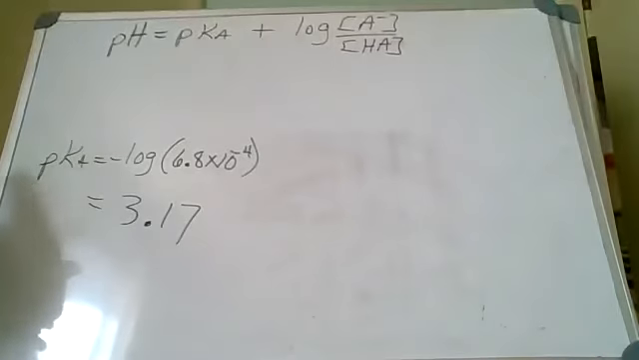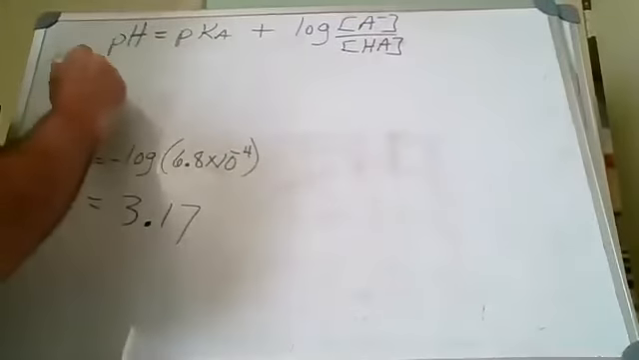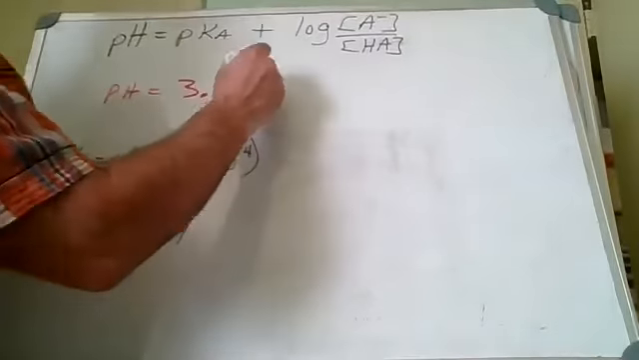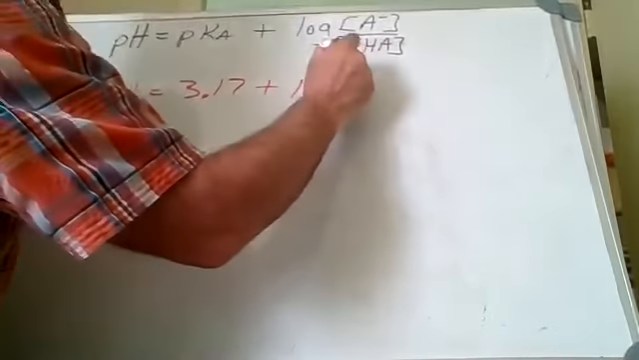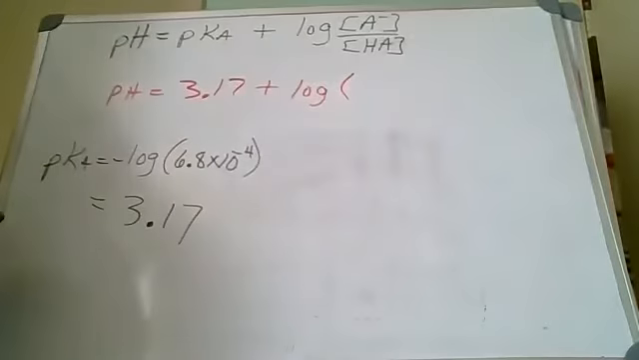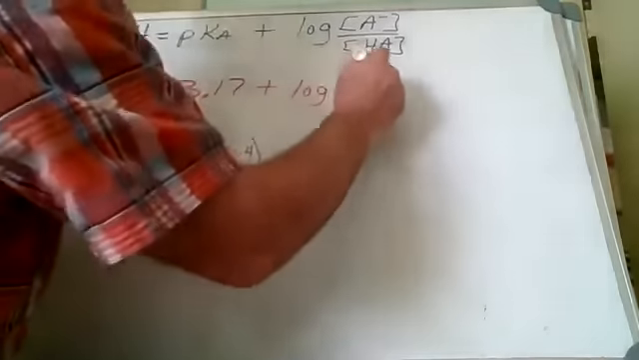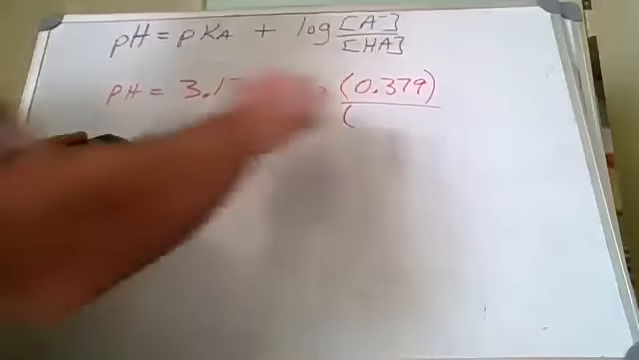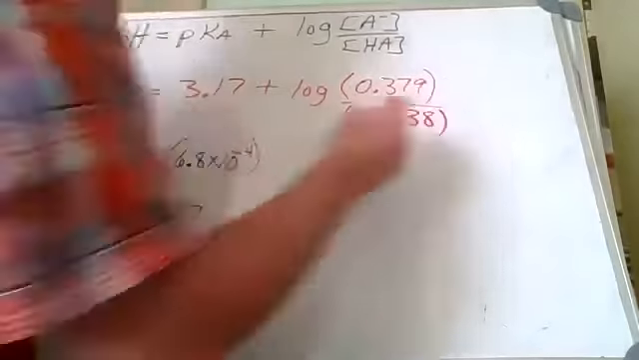Okay. So I'm going to switch to a different color for each line. So pH equals 3.17 plus the log of, let's see, the conjugate base concentration was 0.379, and hopefully I'm not getting these backwards. And the free acid was 0.138, right?